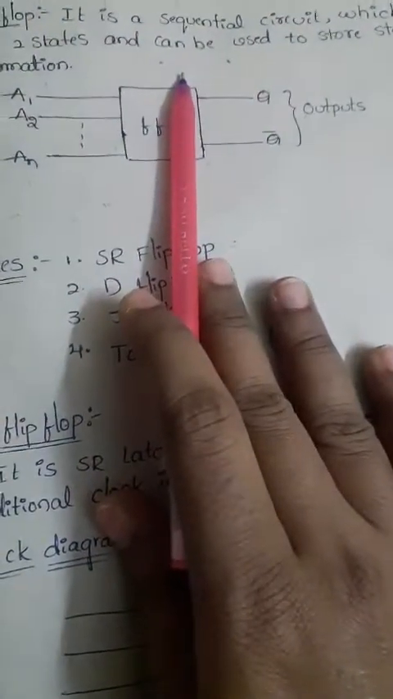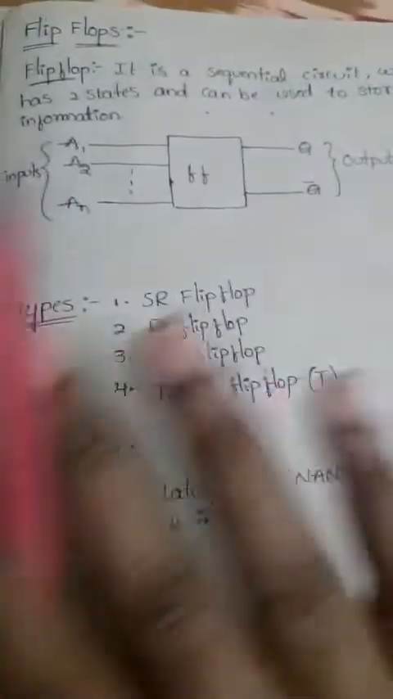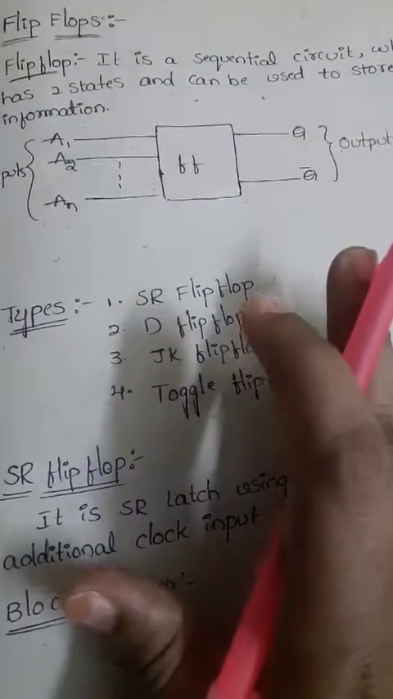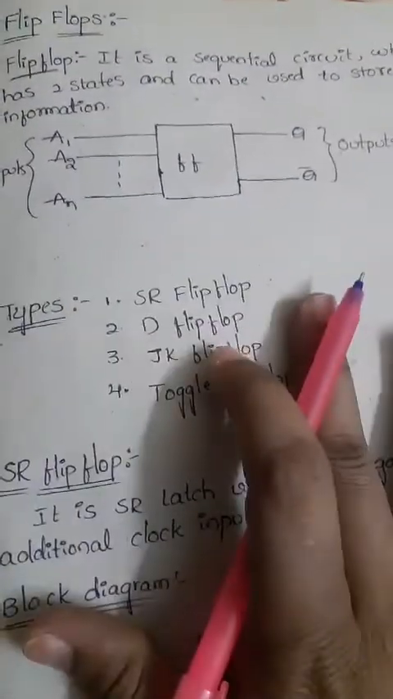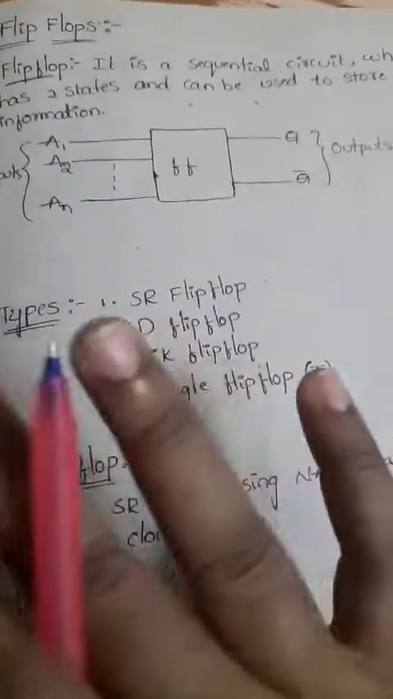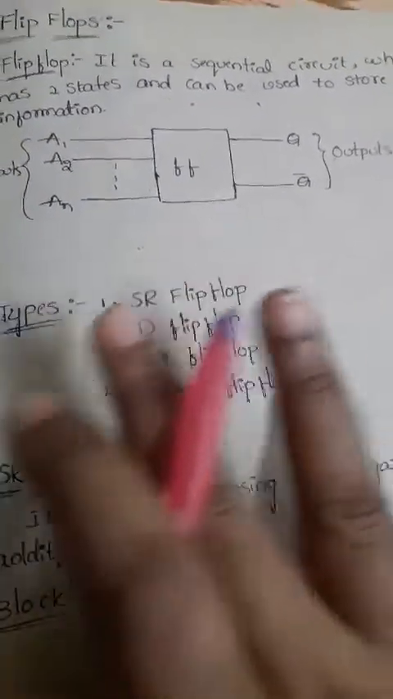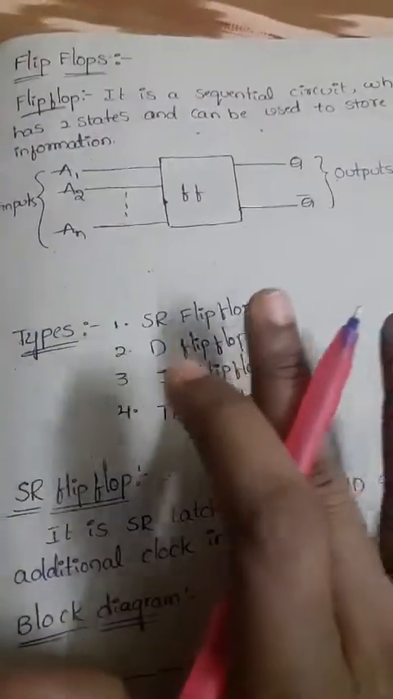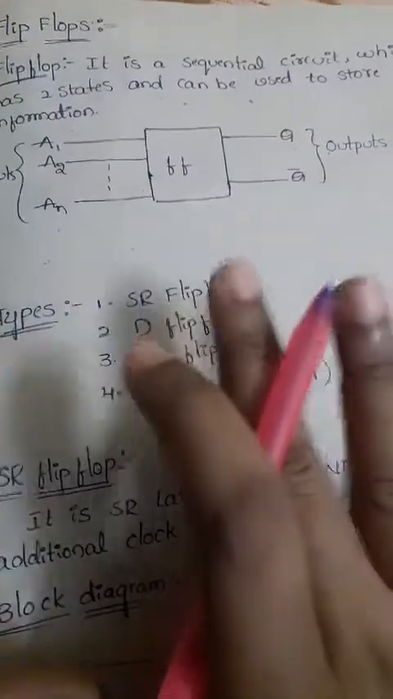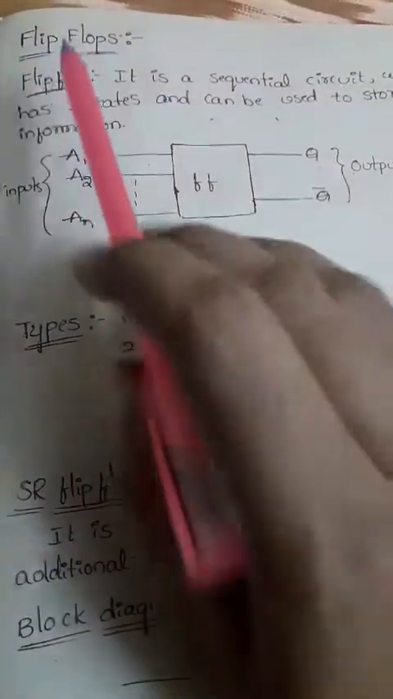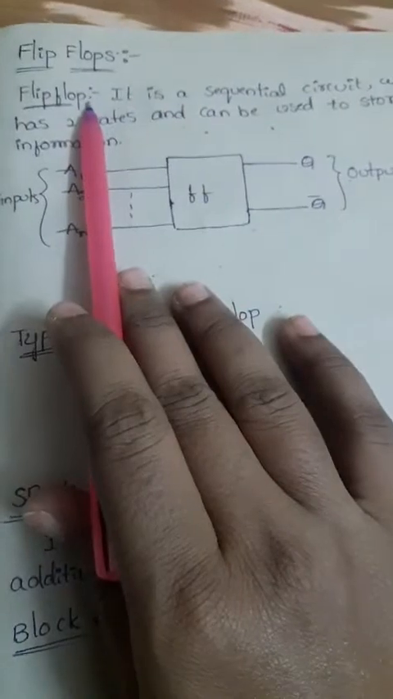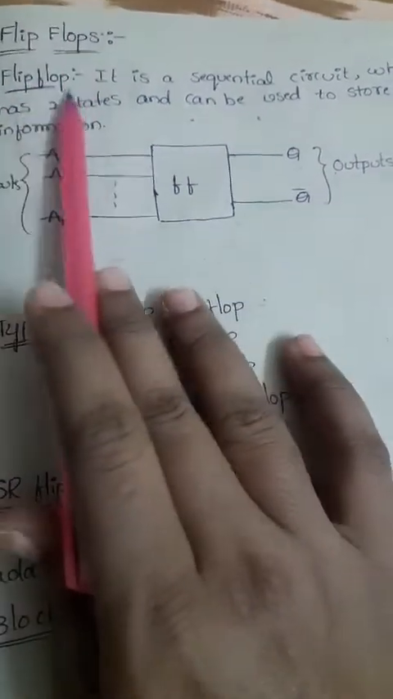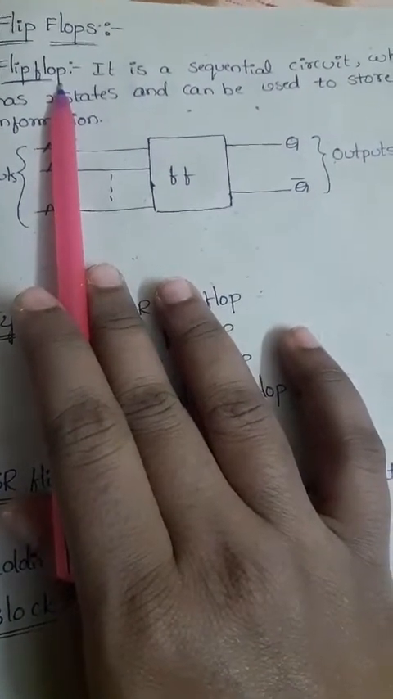First of all, you need to know the basic definition of a flip-flop. A flip-flop is a binary stage, or binary state, which is capable of storing one bit of information, and that information can be either 0 or 1.